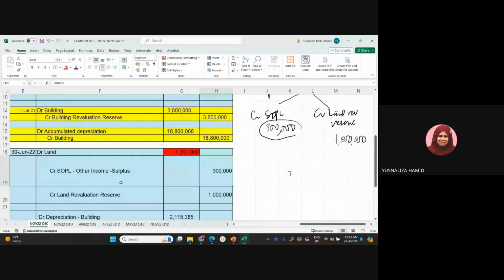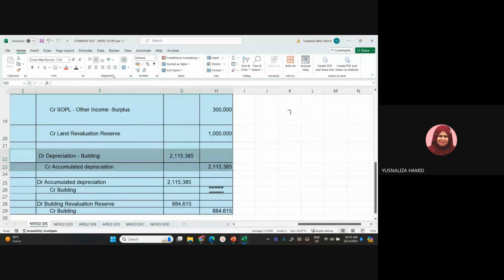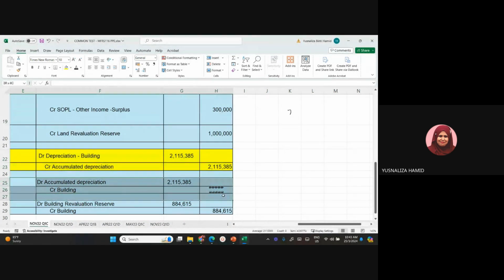So this is the journal entry here. Debit land on second revaluation, 30th of June, credit SOPL, where it will later be reversed in the SOPL for that year, 300,000 to reverse the previous deficit, and credit land revaluation reserve 1 million. Okay, that was for land. For building, this is the journal entry for building. We have done the building just now. The first one is to check what the revaluation surplus is, and in this case it is not a surplus, it's a deficit. Let's check that.